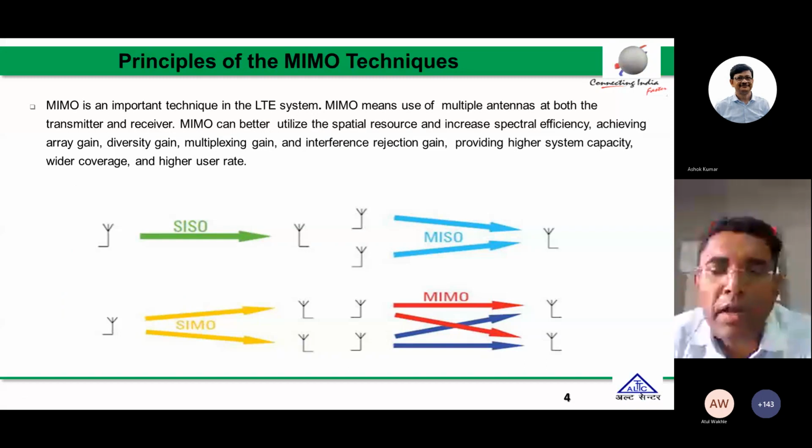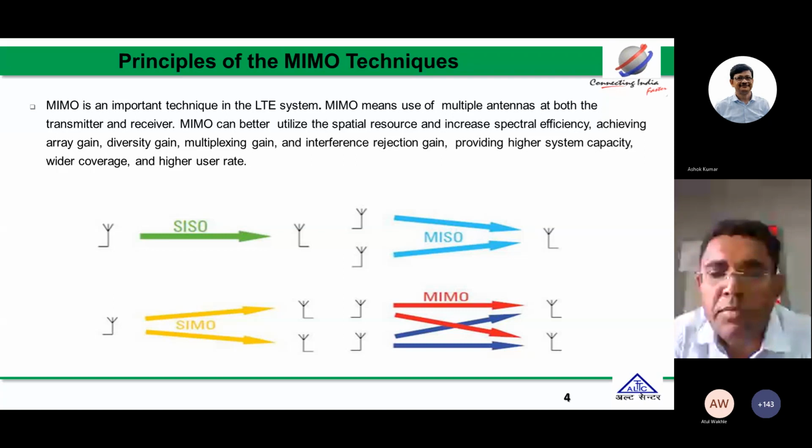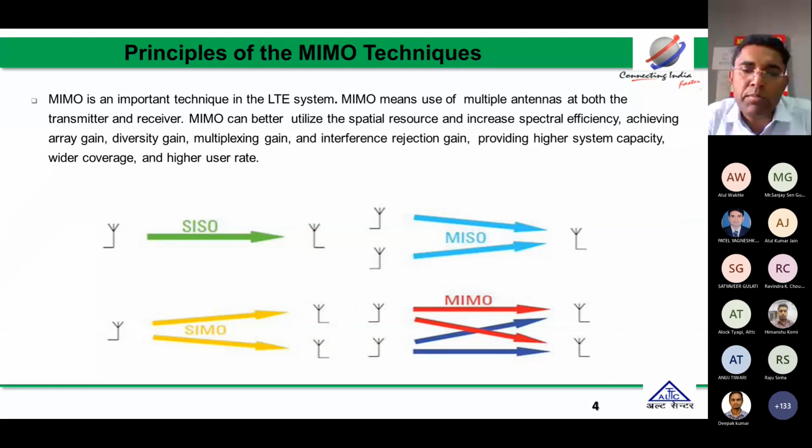The principles of MIMO techniques are in this slide. So SISO, single input and single output; MISO, multiple input, single output; and SIMO, single input, multiple output. Previously in 2G and 3G, we were using multiple antennas for diversity purposes. In reception, two antennas are used, one for the receive and the second one for the diversity receive. Multiple antenna techniques were used in 2G and 3G in the case of diversity reception.